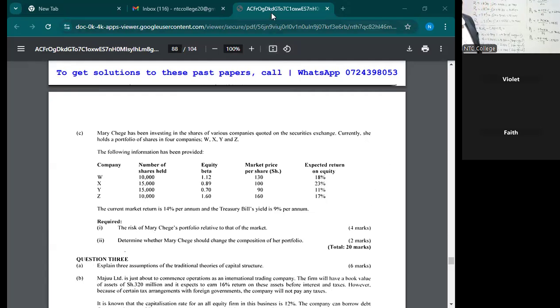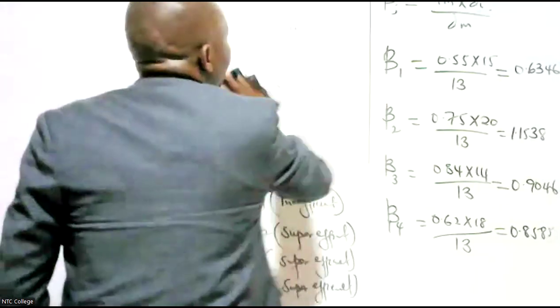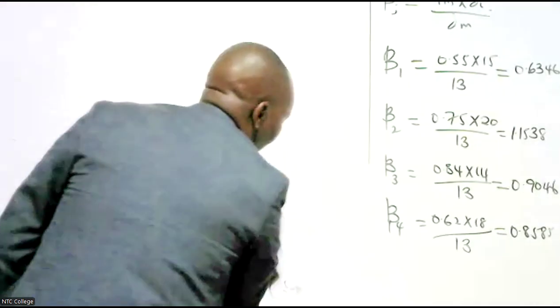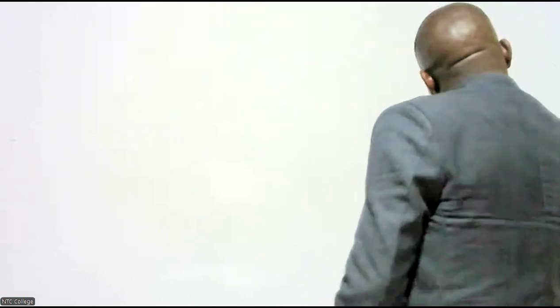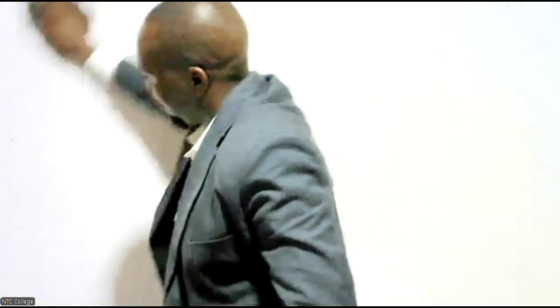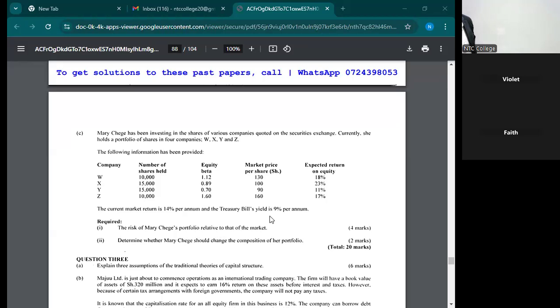Okay, so if you were me or I were you, where will you start from? In Mary Chege. So, where will you start from? Calculate the weights. Good. Start with what you can. You know, you're coming to portfolio. So, the first thing is that it should have given you the weight. So, you start by calculating the weight. They're telling you the risk of Mary Chege's portfolio relative to that of the market. And they have given you the equity beta. They have given you expected return as well.